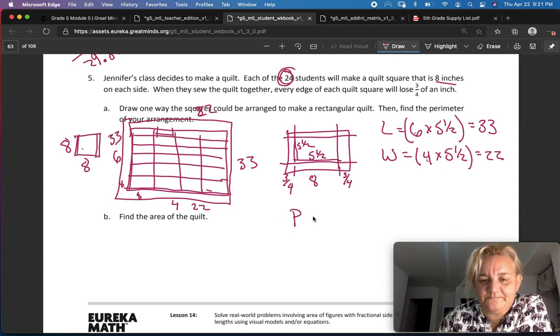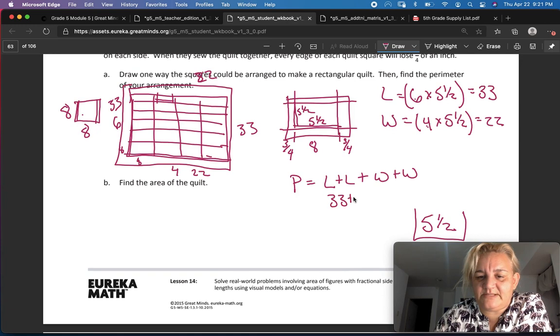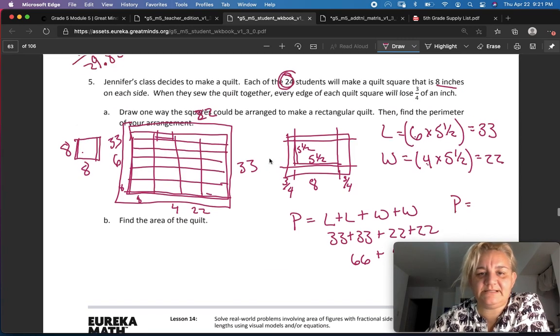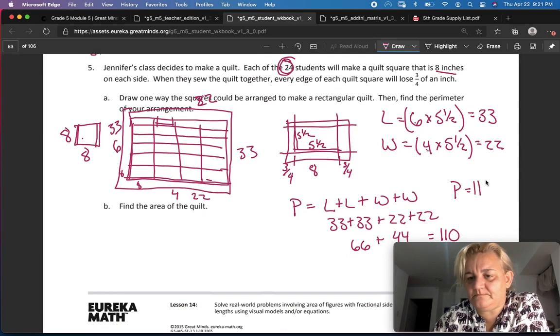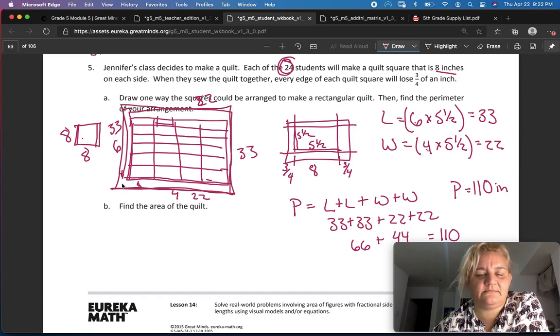So the formula for perimeter is length plus width, and you can write that in any order. So here we've got 33 plus 33 plus 22 plus 22. And that means that 33 plus 33 is 66 plus 44, which equals 110. So our perimeter is 110 inches. And it's not inches squared, it's not inches cubed, it's the length that goes all the way around the outside. Okay?